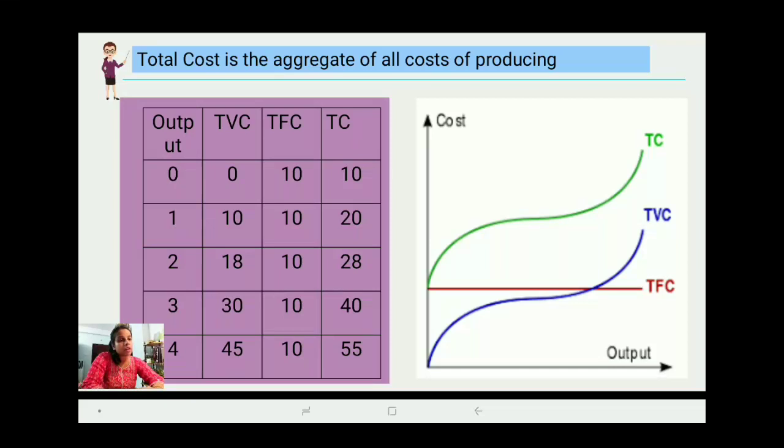When we combine the total fixed cost curve and the total variable cost curve vertically, these two curves give us the total cost. So total cost is the combination of total fixed cost and total variable cost, and it is an upward sloping curve because variable cost is increasing.